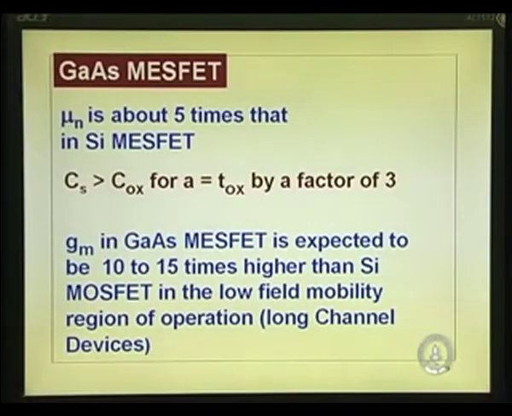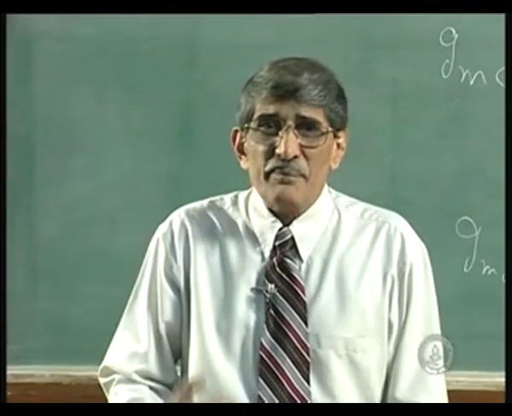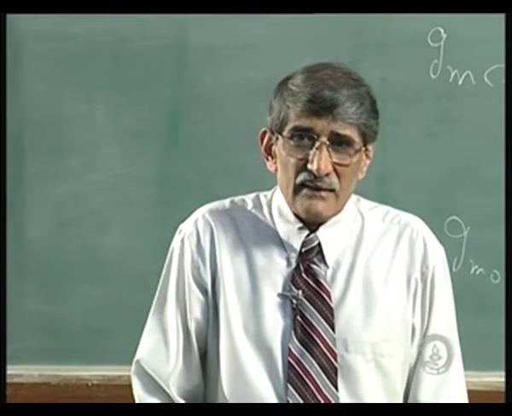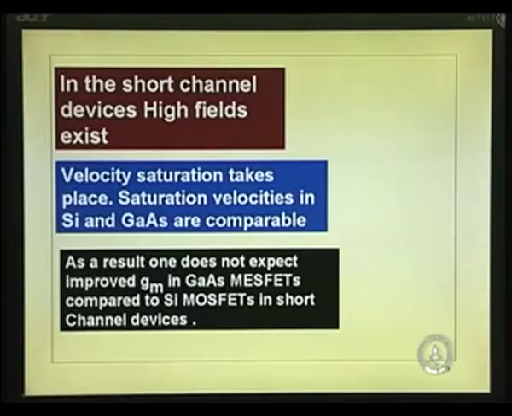Short channel devices, we have seen now what has been happening. In short channel devices, high fields exist. For a given voltage drop across a channel, the channel length is small, so fields are high. The moment fields are high, you have velocity saturation effects. And it will come both in silicon and in gallium arsenide. It is not just proprietary to gallium arsenide that you will have velocity saturation. If you take a silicon channel length of 1 micron or smaller, easily you can get velocity saturation effects.